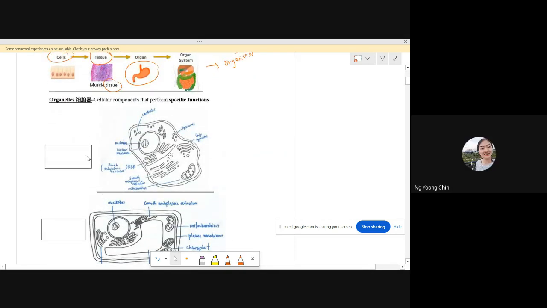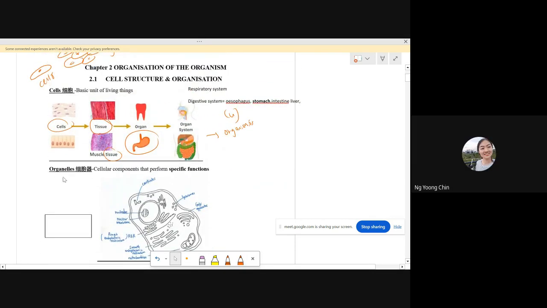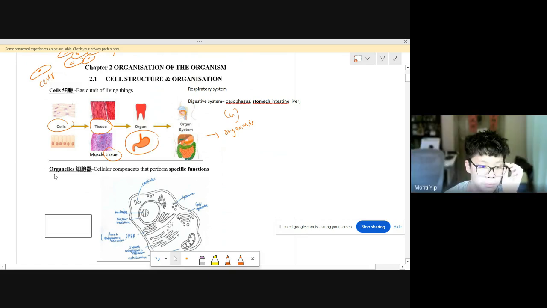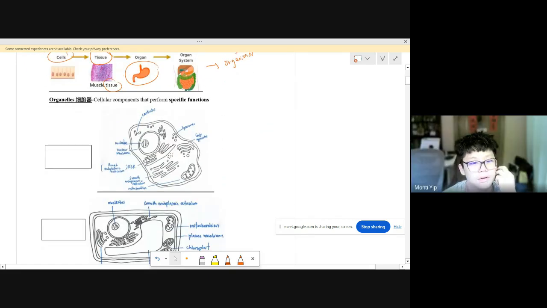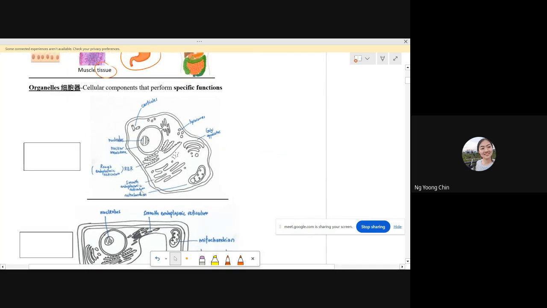Now we talk about organelles. What is meant by organelles? Organelles refer to the cellular components that are found inside the cell. Those organelles are able to perform specific functions. Just remember that organelles are like the cell's own organs. Just like in our body we have a lot of organs, inside the cell they have their own organs as well. The organs are known as organelles, and each organelle carries out its specific functions.